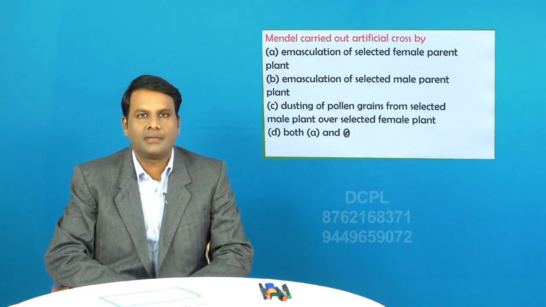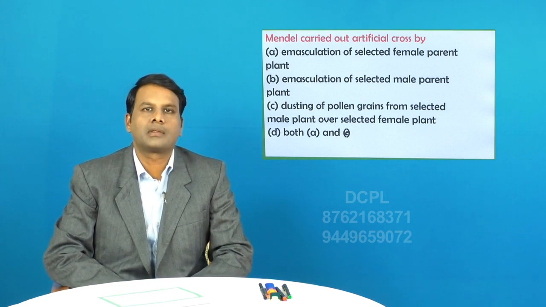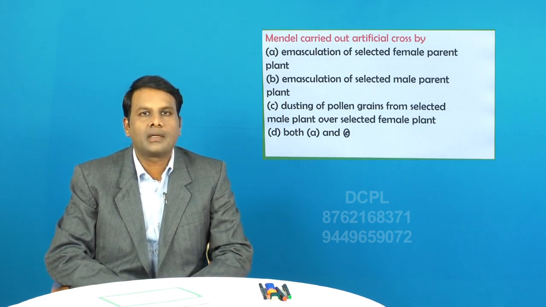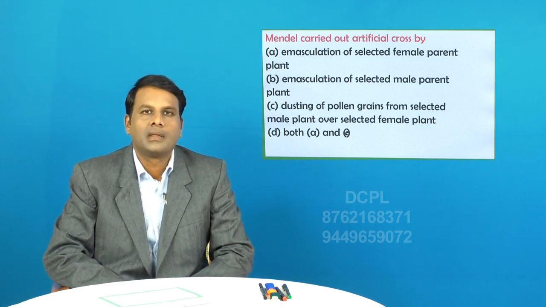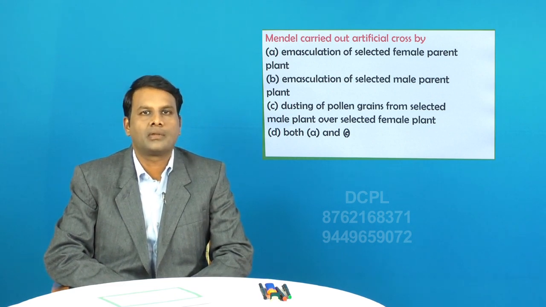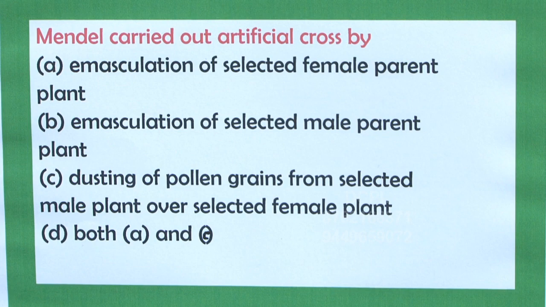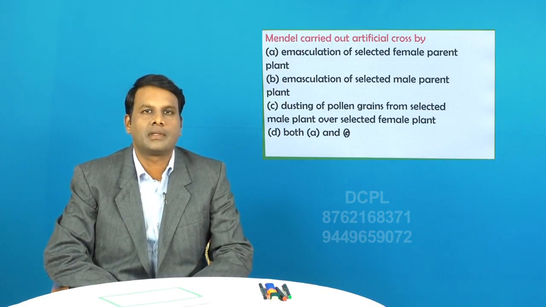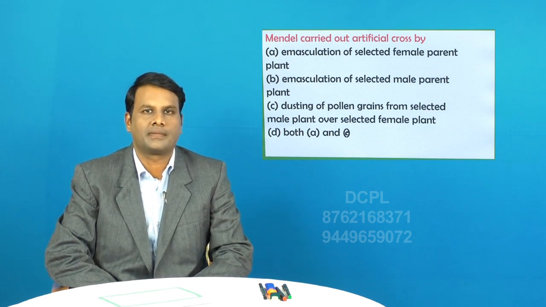Dear students, artificial hybridization involves selection of the female flower and selection of the male flower and artificial transfer of pollen from male flower to the female flower. So, artificial hybridization, the main idea is to obtain plants with desirable characters. Mendel conducted artificial hybridization after removing the anthers from the bisexual flower in the bud condition itself.